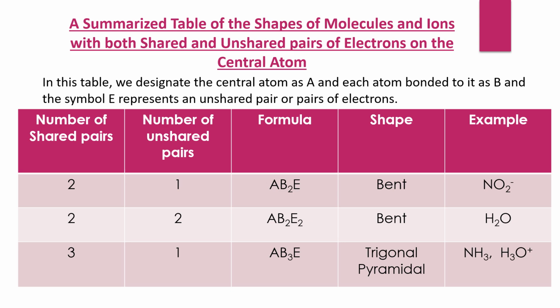Number of shared pairs of electrons 3, number of unshared pairs of electrons 1. Formula AB3E. Shape trigonal pyramidal. Examples NH3 and H3O plus.